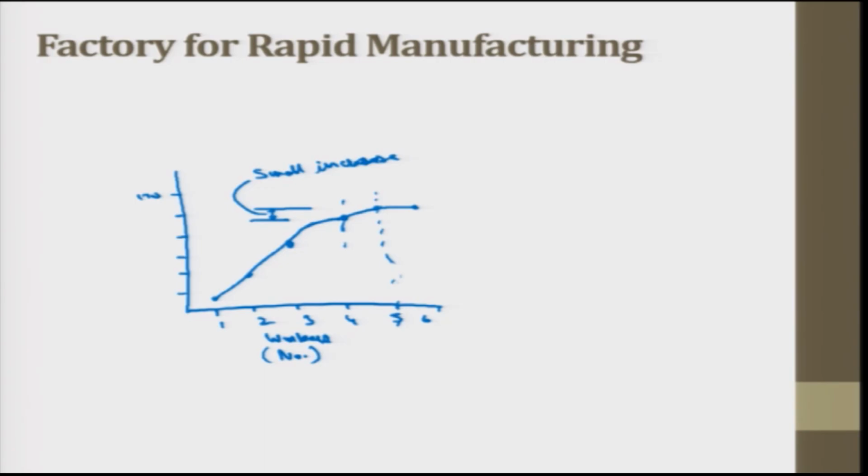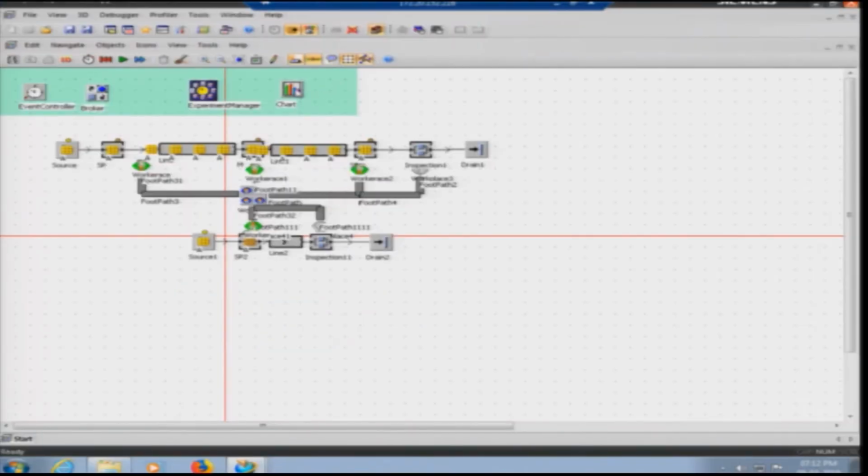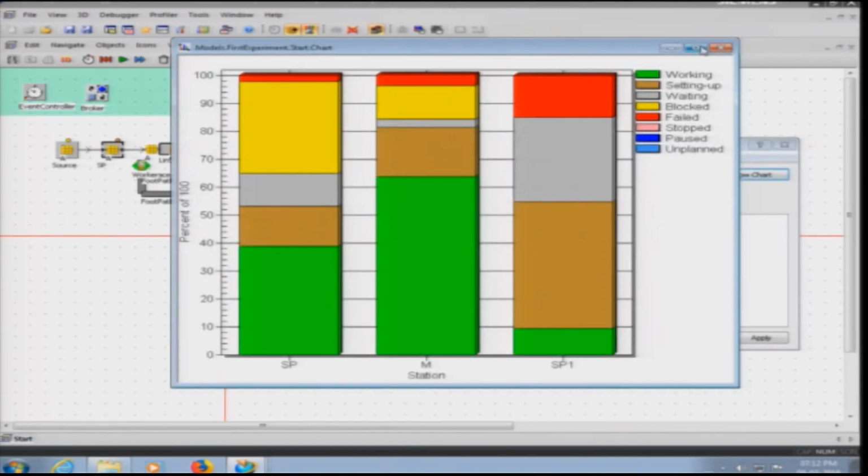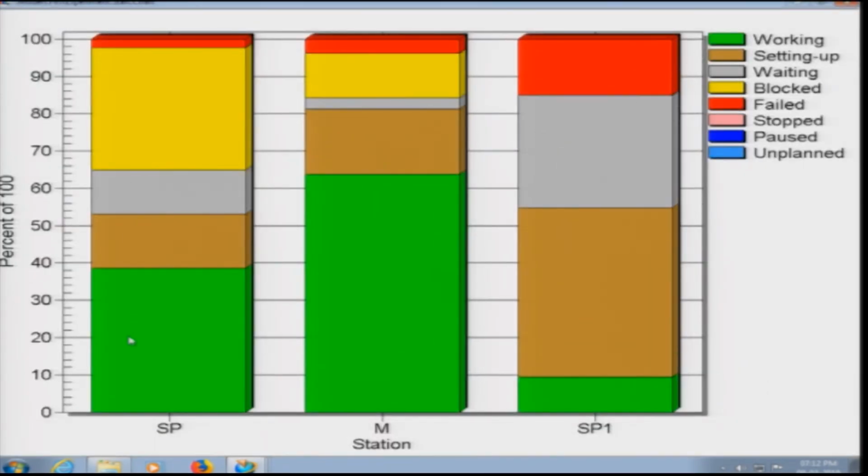Also I would like to show how the charts looked, the utilization. Let me show the chart. So this is a chart that is developed, only the green color here shows the working time, the rest is the blocked time or setting time. Setting time we cannot ignore. Working time is okay when the machine is actually working, and blocked time can be worked on. Waiting time can be worked on.